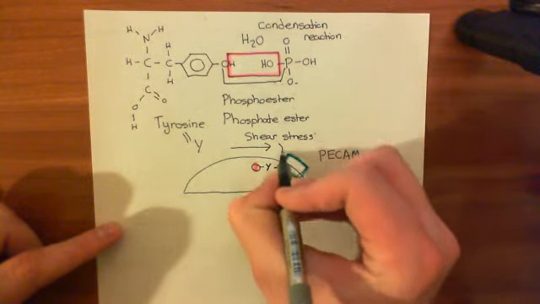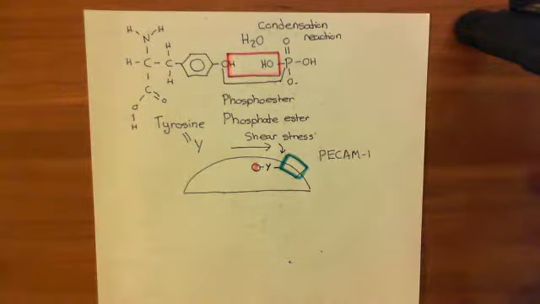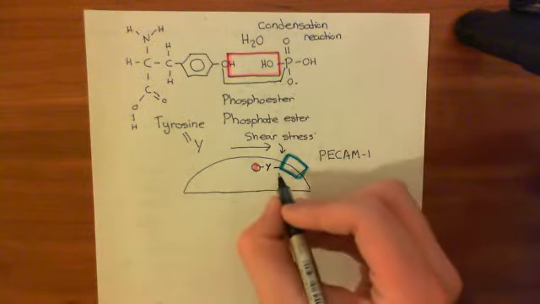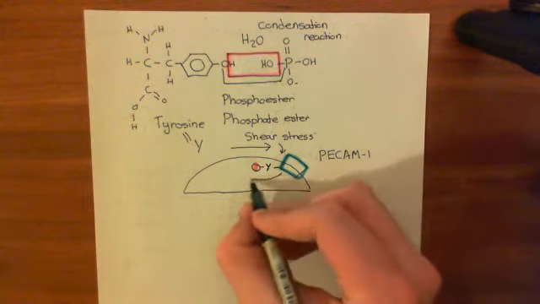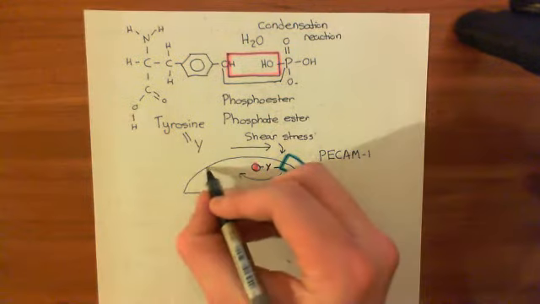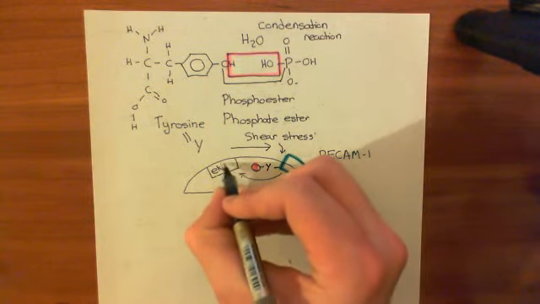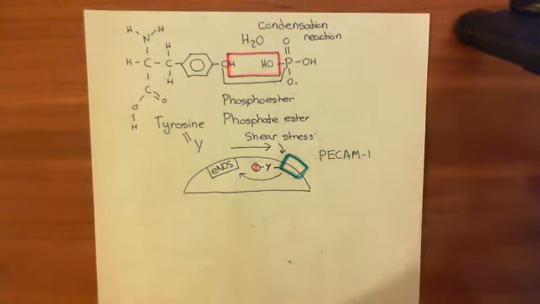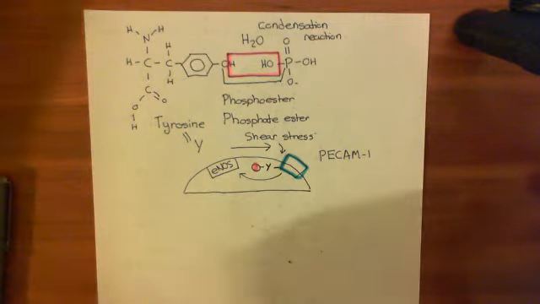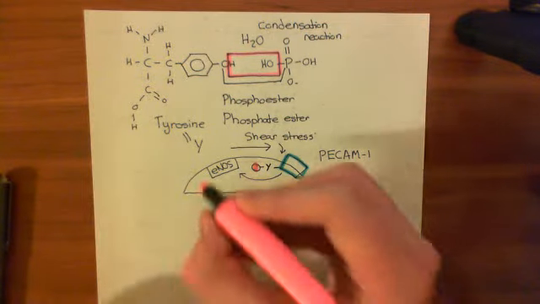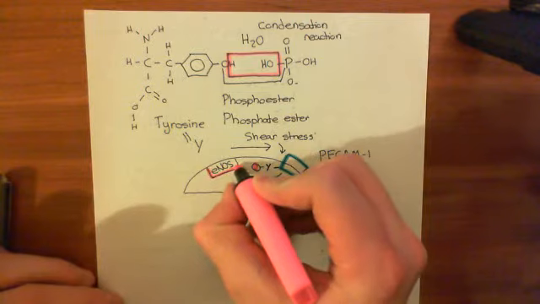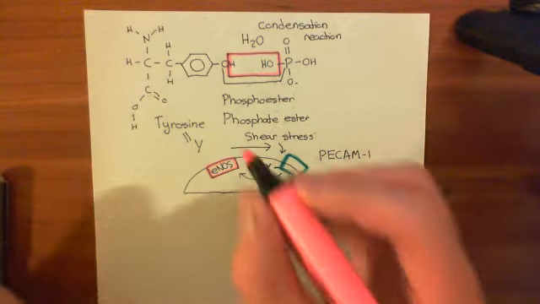So this leads to this. Now there's another great big hole. Somehow, PCAM1 then leads to the phosphorylation of the eNOS enzyme. So here is eNOS, the endothelial nitric oxide synthase, or the NOS3 enzyme. It somehow phosphorylates eNOS, and it phosphorylates it on a serine residue.